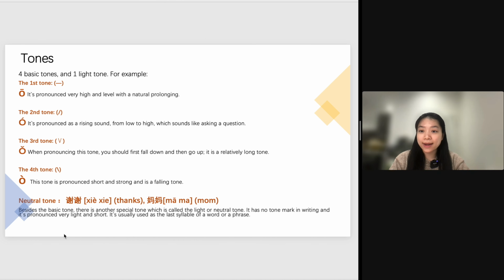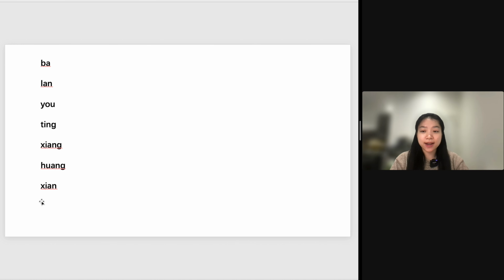Now let's look at the first tone here. Can you remember when we practiced our pinyin pronunciation, we always used the first tone to practice? This is what we just practiced, yeah? When we practice pinyin without the tones, I always use the same tone to practice that, yeah? So for example, ba, lan, yo, ting, always use the same tone to practice the pinyin only.